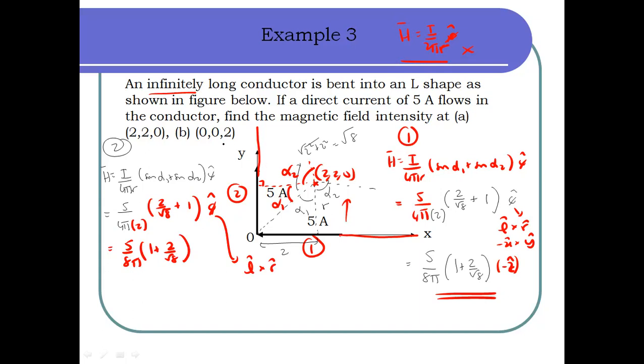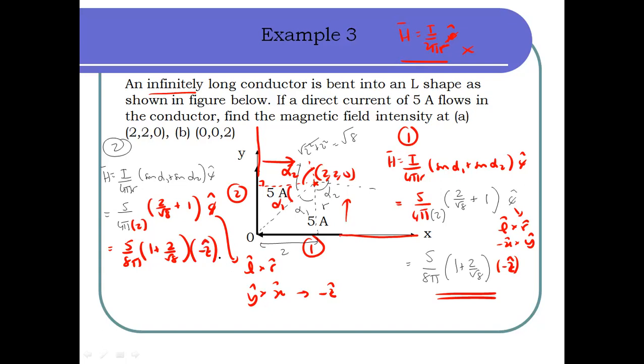Based on this diagram, L is in the y direction, whereas R is towards this point, because R must always be directed from the filament current to the point of interest. So the direction of R is positive x. So y cross x will give us the negative z direction. So that's what we have for the unit vector of phi: negative z direction.